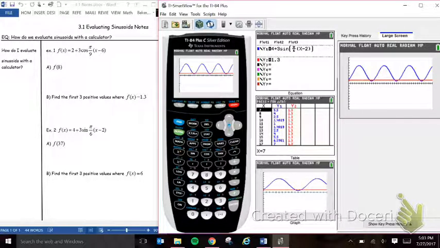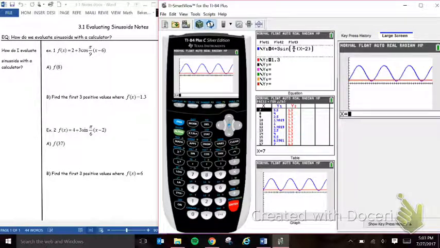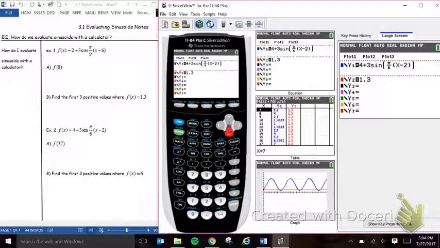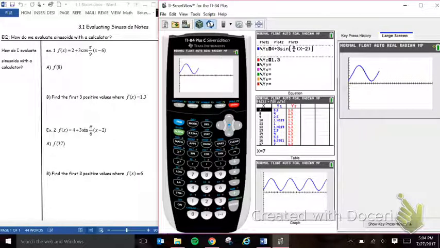All right, so second trace value, when x equals 37, it tells me that y is equal to 2.5. And the last part, I want to find the first three positive values where f of x equals 6. That means when y equals 6. So y equals 6. And we'll go ahead and do our intersections. And we're definitely going to see at least 3 here. We're going to see a lot more than 3, but we only need the first 3 values.